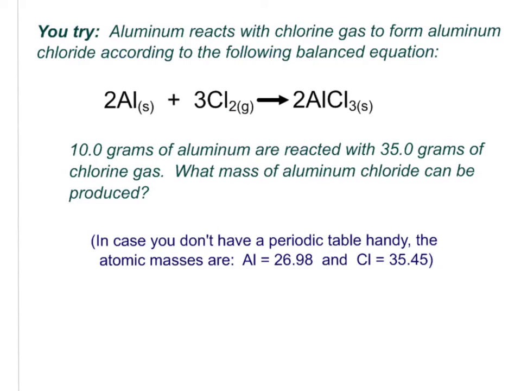Now you try it. Aluminum reacts with chlorine gas to form aluminum chloride according to this equation. It's already balanced for you, so you don't have to worry. Let's say I have 10.0 grams of aluminum, and I react that with 35.0 grams of chlorine gas. What mass of aluminum chloride can be produced? And just in case you don't have a periodic table handy, this is no excuse. You can still do this problem. Here is the atomic mass for aluminum and for chlorine in case you don't have your periodic table. So go ahead and pause and see if you can work this problem out.